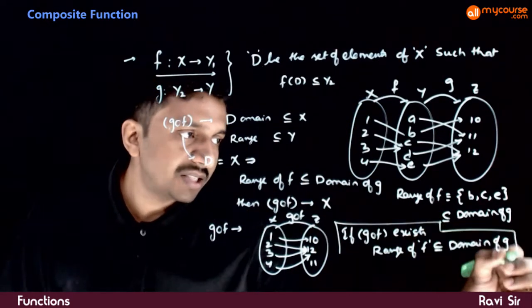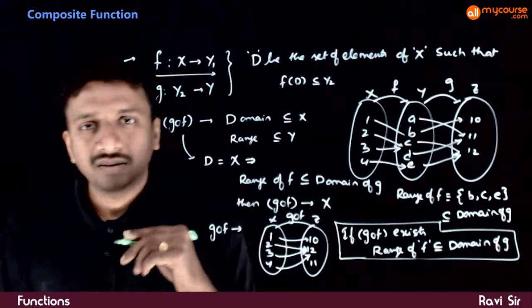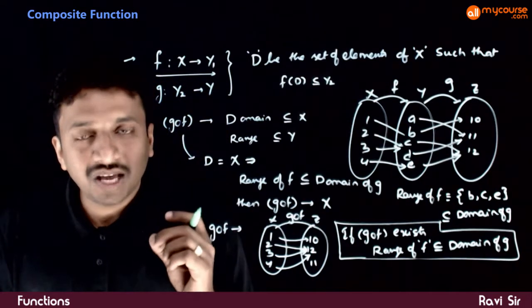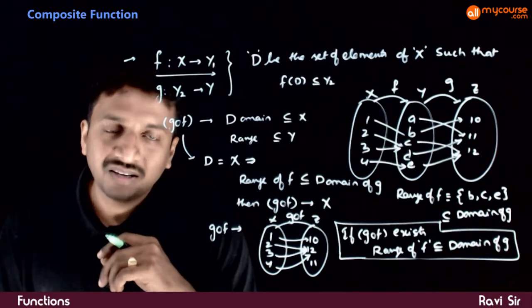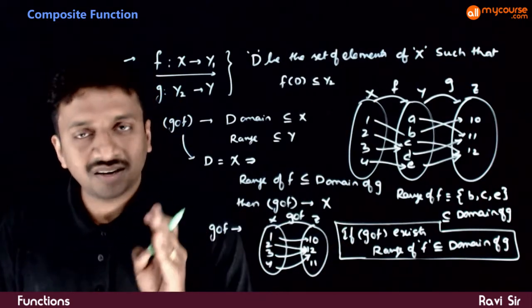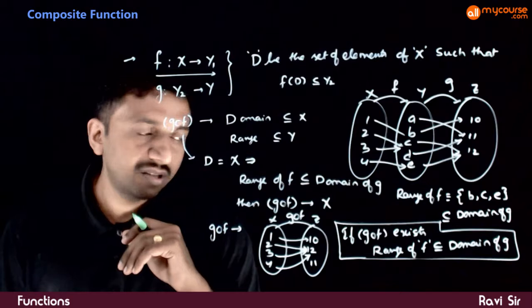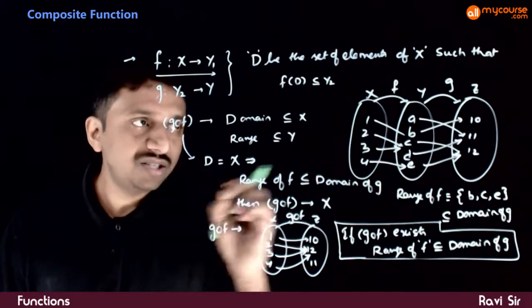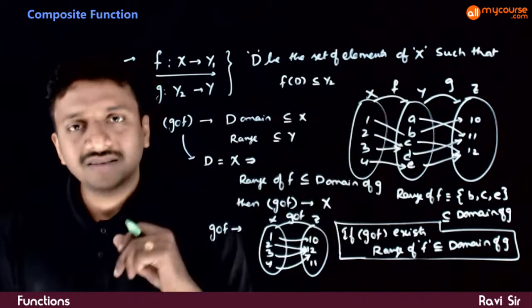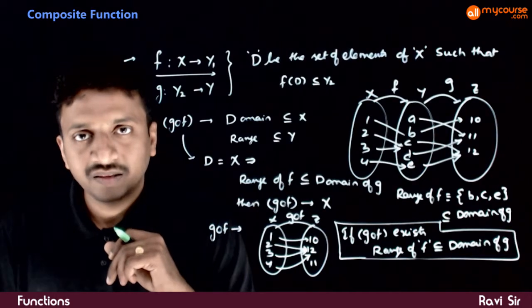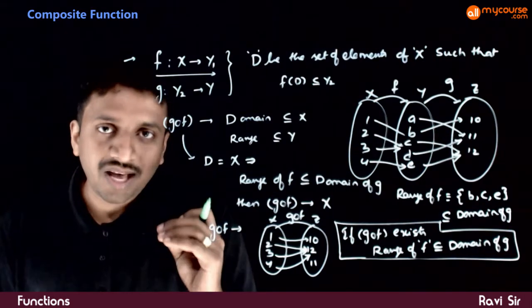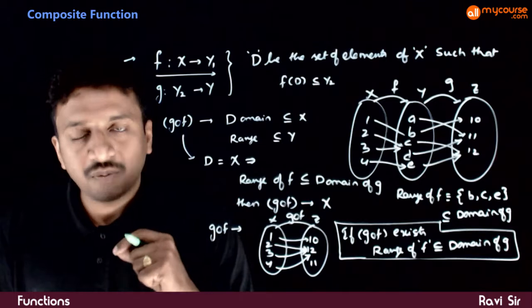If you're asked to check whether GOF exists or not, you just need to check this condition. The range of F has to be a subset of the domain of G. Then GOF exists on the complete set X. Now, what are the properties of the composite function?